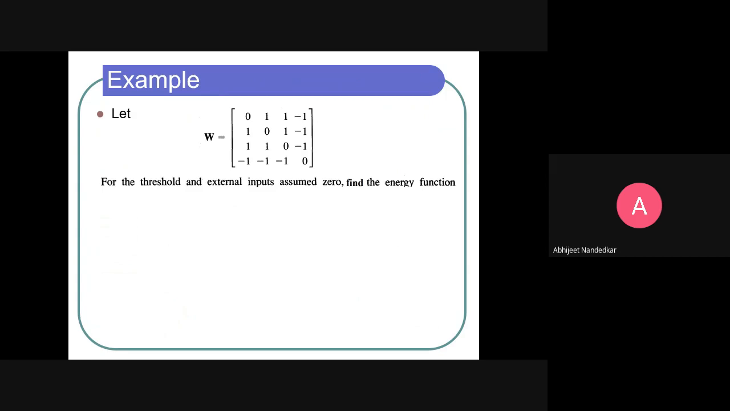Now we will take one example of how this is done. Let us say there is a circuit with a weight matrix like this. For the threshold and external inputs assumed to be 0, find the energy function. So this is our first question. You have to find the energy function of this network. The network is simple, I have 4 neurons. You can refer to Zurada's book for this. If there is a solved problem, try to understand one similar to this.